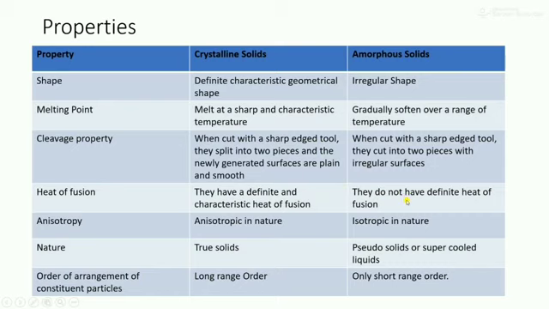Crystalline solids are anisotropic in nature, while amorphous solids are isotropic in nature. Sixth is the nature. Crystalline solids are true solids, while amorphous solids are pseudo-solids or supercooled liquids. Now, seventh is order of arrangement of constituent particles. Crystalline solids are long range ordered, while amorphous solids are only short range ordered.